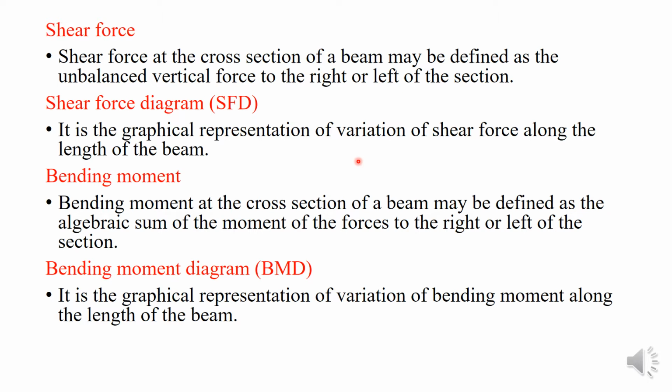Now bending moment at the cross section of a beam may be defined as the algebraic sum of the moments of the forces to the right or left of the section that we are considering. Bending moment diagram is a graphical representation of variation of bending moment along the length of the beam.